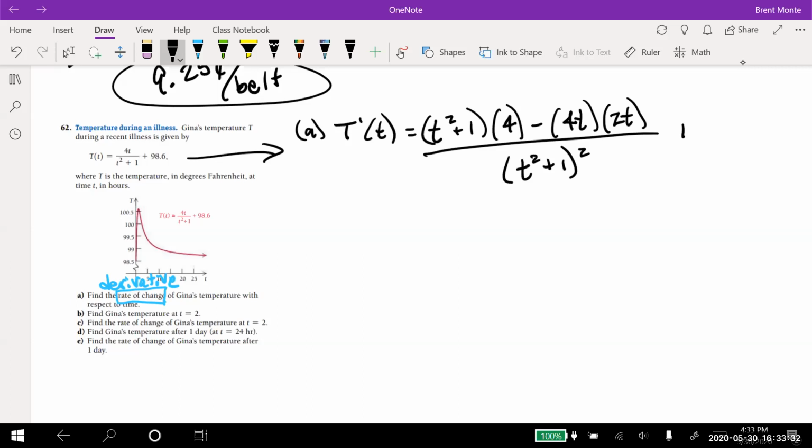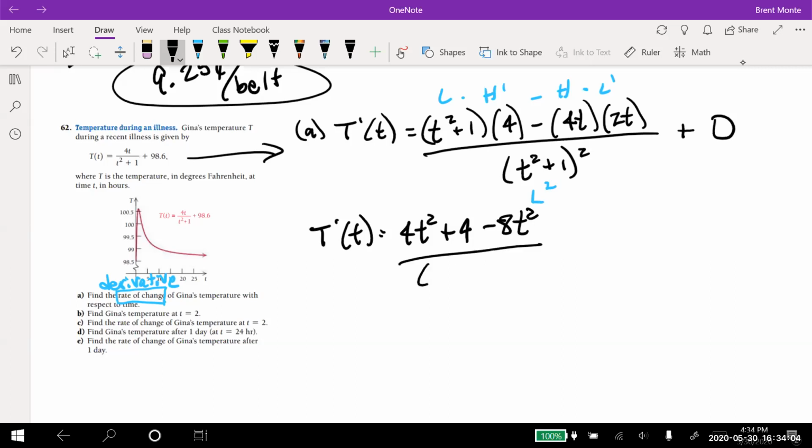Now I've got that plus 98.6. That's a constant, so the derivative is just 0. Well, let's clean this up. Again, if you want to see what I did, low d high minus high d low, square the bottom, and away we go. I'll multiply those out. T prime of t equals 4t squared plus 4 minus 8t squared, all over t squared plus 1, squared. The 4t squared minus 8t squared is minus 4t squared plus 4. So that's fully simplified.